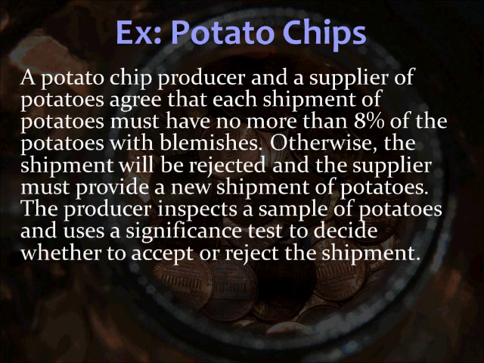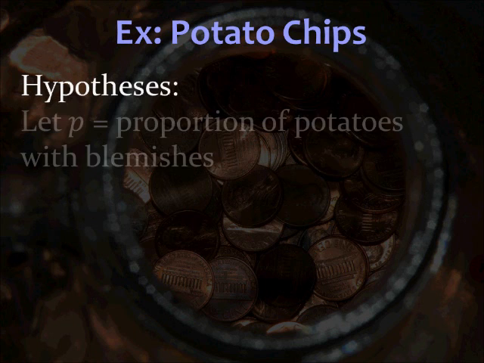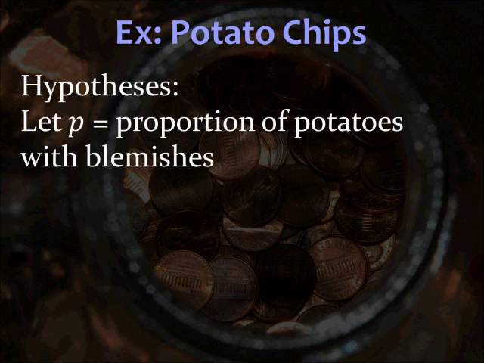Let's look at a couple of examples on how type 1 and type 2 errors apply to different situations. A potato chip producer and a supplier of potatoes agreed that each shipment of potatoes must have no more than 8% of potatoes with blemishes. Otherwise, the shipment will be rejected and the supplier must provide a new shipment of potatoes. The producer inspects a sample of potatoes and uses a significance test to decide whether to accept or reject the shipment. So, our hypotheses, if we let P equal the proportion of potatoes with blemishes, and we haven't done P yet, so we'll get to that next chapter.